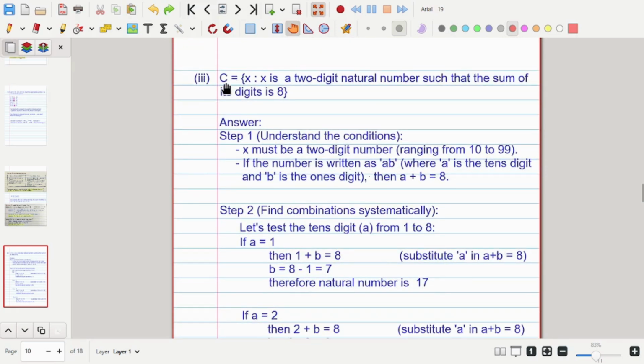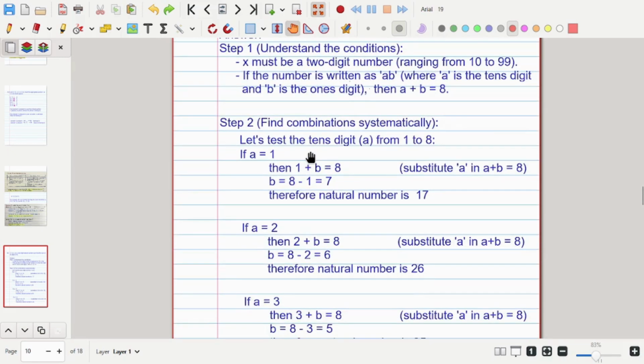3. C is the set of all x such that x is a two-digit natural number such that the sum of its digits is 8. Understand the conditions first. x must be a two-digit natural number, that means it ranges from 10 to 99. And another condition is that the sum of its digits is 8. If the number is written as AB, where A is the tens digit and B is the ones digit, then A plus B is equal to 8.